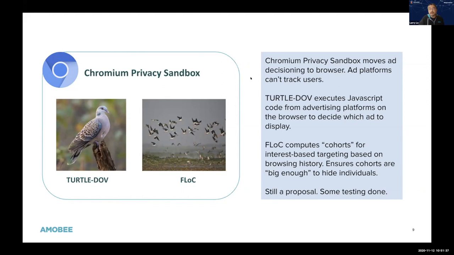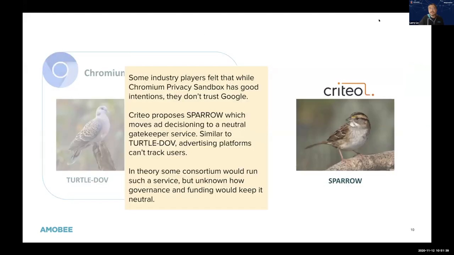I think a lot of industry is not happy that what Google is doing is perceived as a power play. So another player in this industry, Criteo, has created this, the Sparrow, which is turtle dove on the server that's run by a consortium somewhere, but who's that consortium? There isn't a whole lot that's known right now.